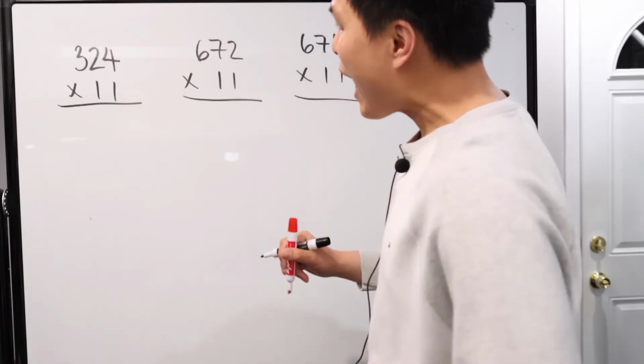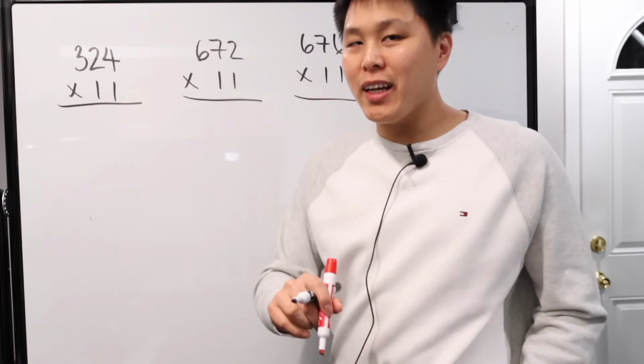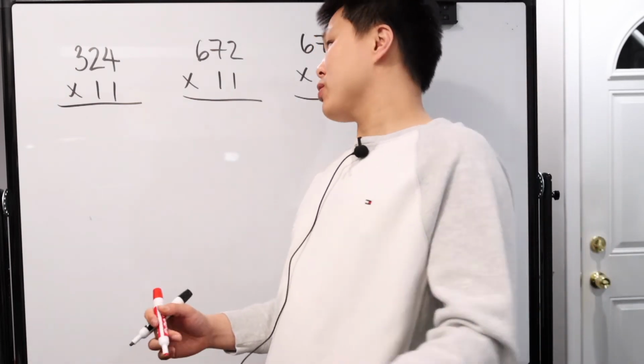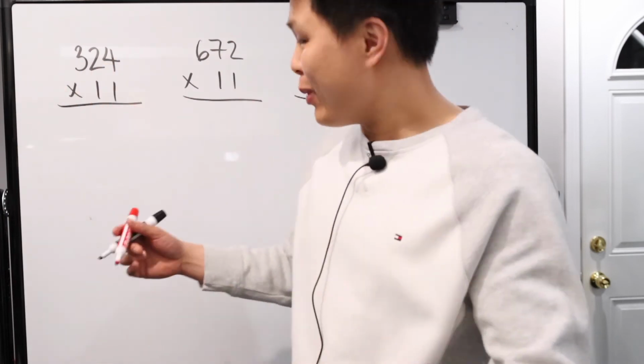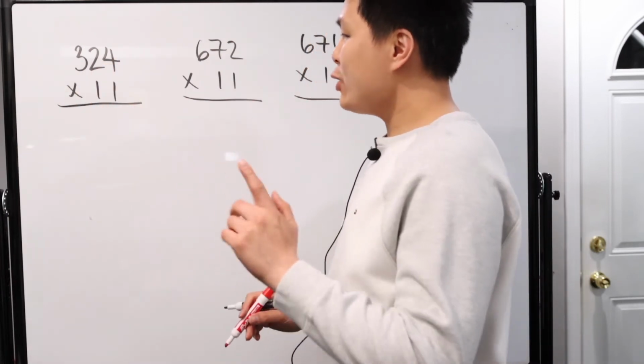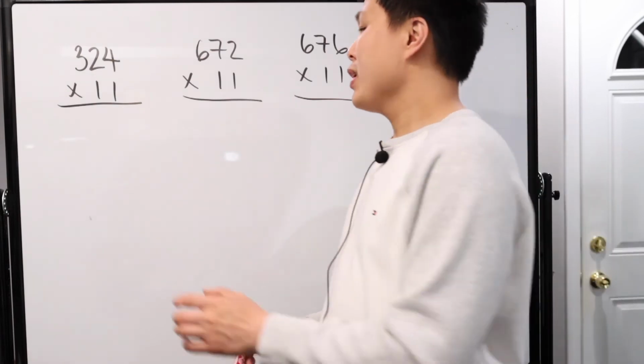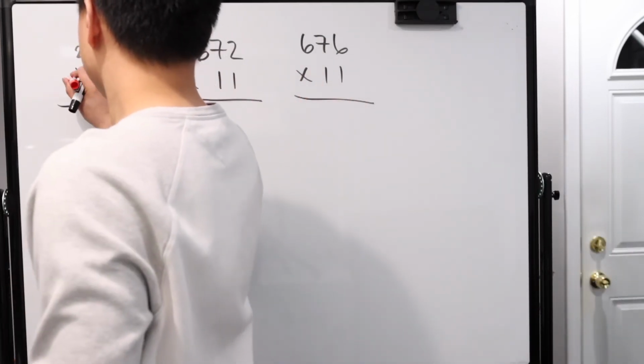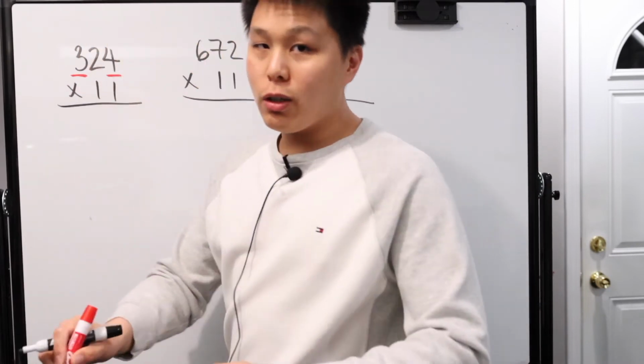Alright, so now we have three-digit numbers multiplying 11. What do we do, right? In this case, you can't just split numbers because guess what? It's 3. It's odd. What the heck? So, interestingly enough, it's actually very similar. So what you do is you get the 2 outer digits and you still split it out.